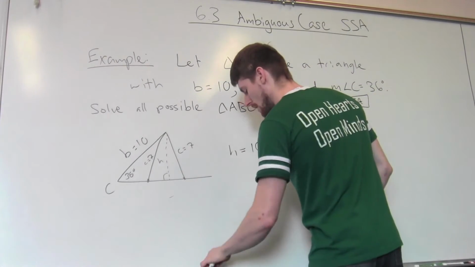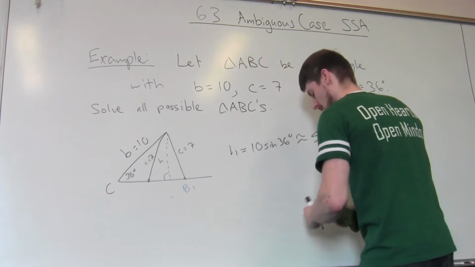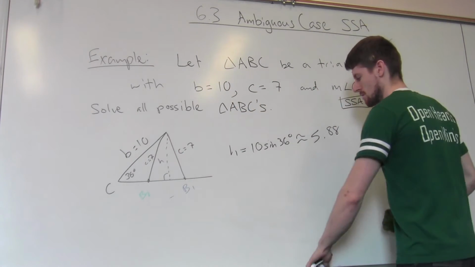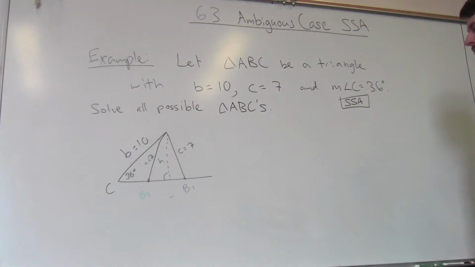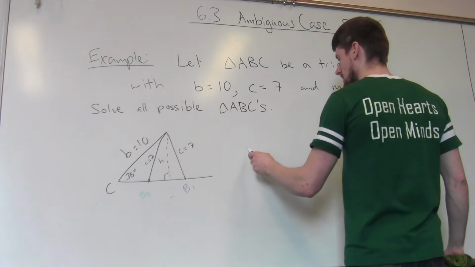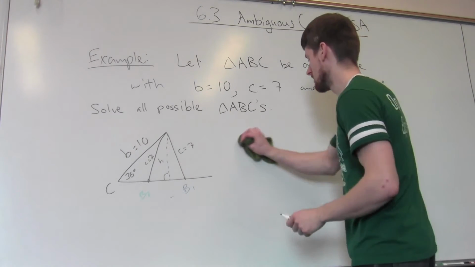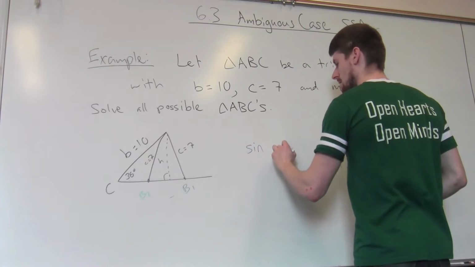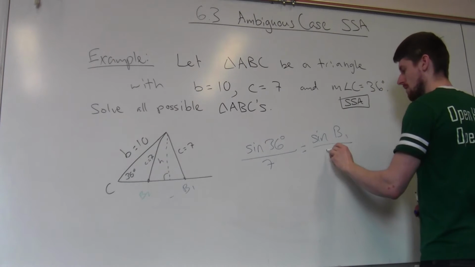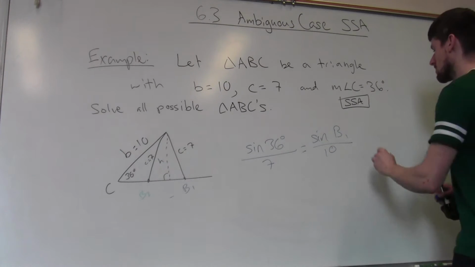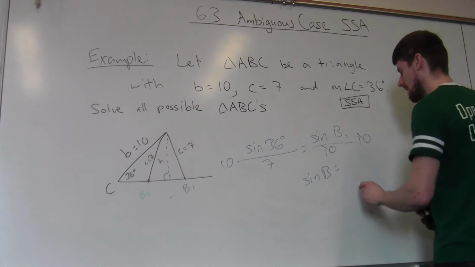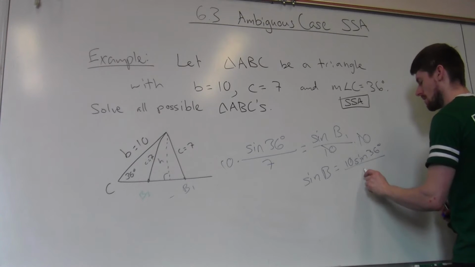So let's label each of these points. Let's say this is B1, and the other triangle is B2. We're going to solve each possible triangle. Okay, so for the triangle where B1 is acute, we can determine that one first. Sine of 36 degrees over 7 equals sine B1 over 10 by the law of sines. We multiply both sides by 10, and that says that the sine of B equals 10 sine 36 degrees over 7.